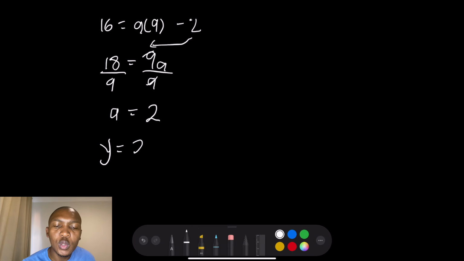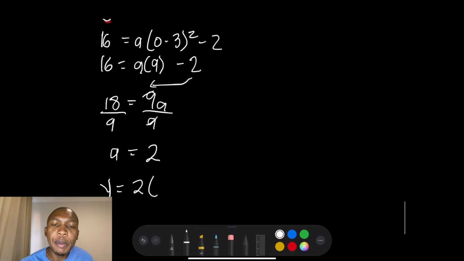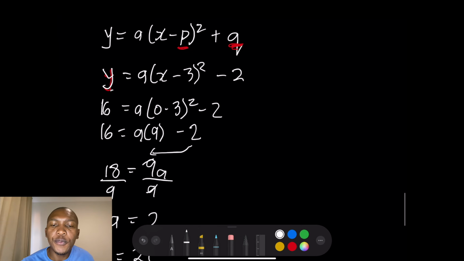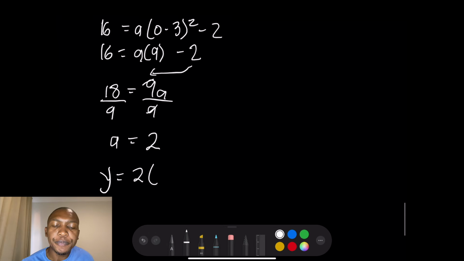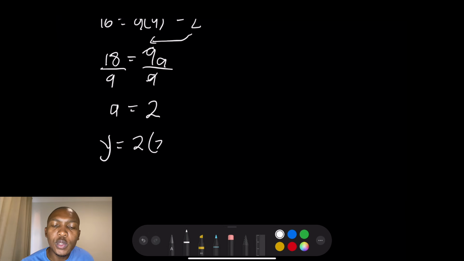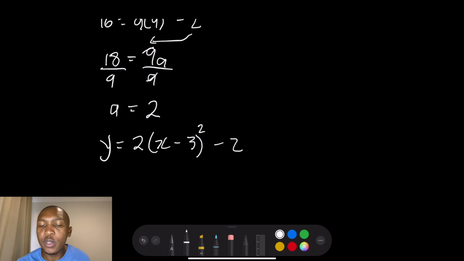y = 2(x - 3)² - 2. Now remember, that's the standard form that we chose. So 2 into (x - 3) squared minus 2. And all that you can do now is try to work that out.